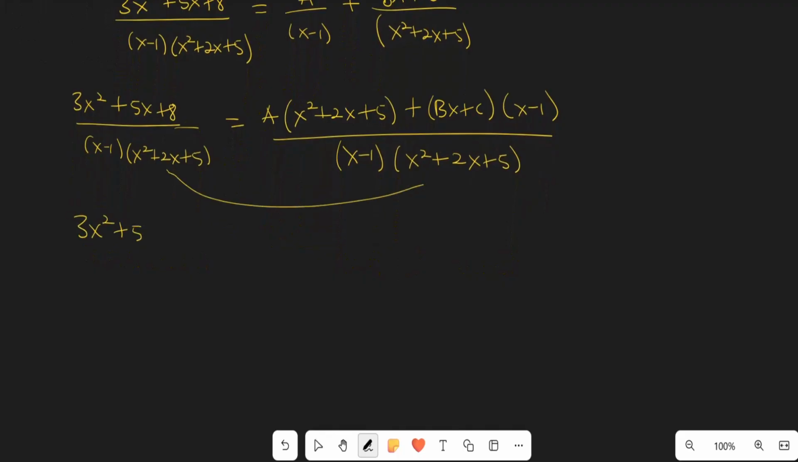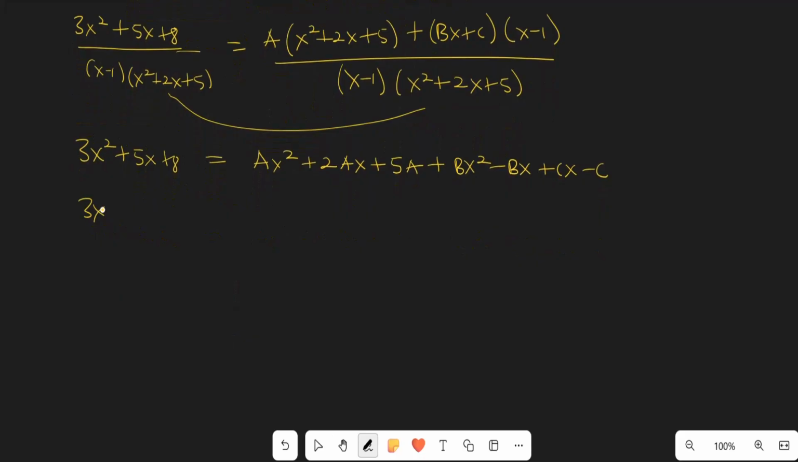So 3x squared plus 5x plus 8 is going to be equal to Ax squared plus 2Ax plus 5A plus Bx squared minus Bx plus Cx minus C. So we can group like terms. On the right hand side, we have A plus B all times x squared, because the x squared terms here are A and B. What about the x terms? That is 2A minus B plus C times x. That is this one and this and that. And the constant terms, that is 5A minus C.